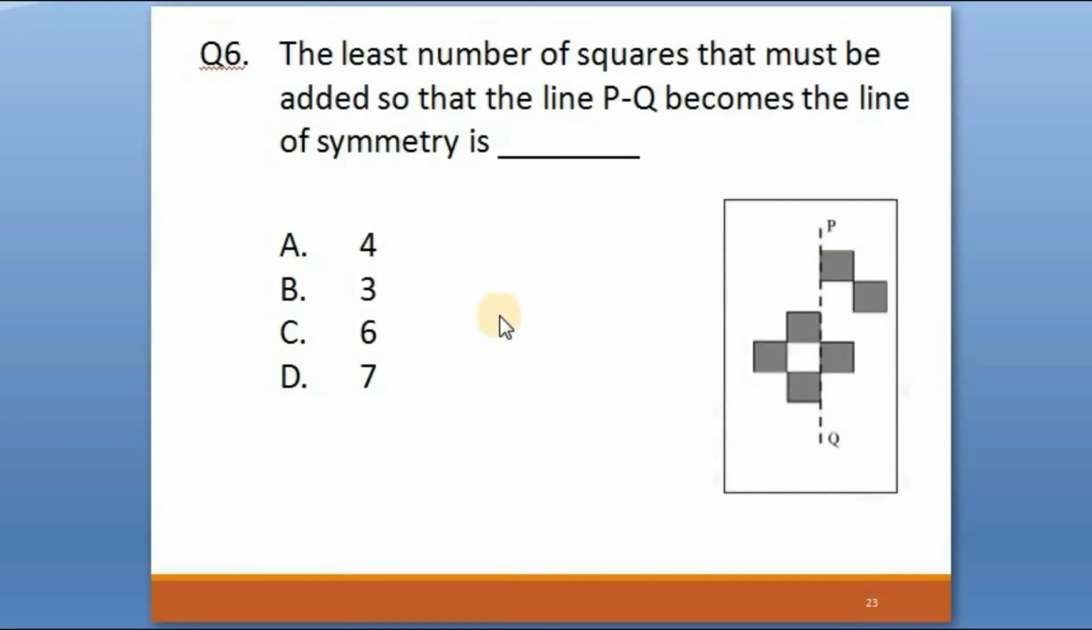The least number of squares that must be added so that the line PQ becomes the line of symmetry, right? PQ is given and we have to maintain the symmetry. So in this case we have to just fill the different portions so that the shape towards the left side should be in symmetry to the shape towards the right side. So let's move to the solution.